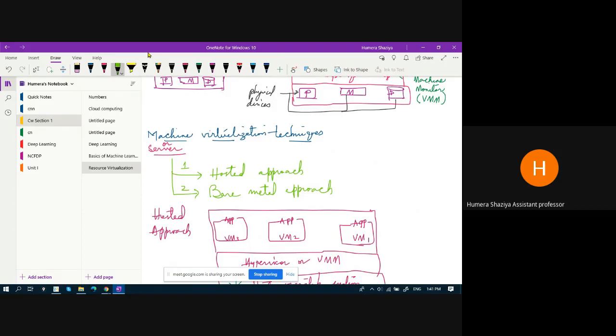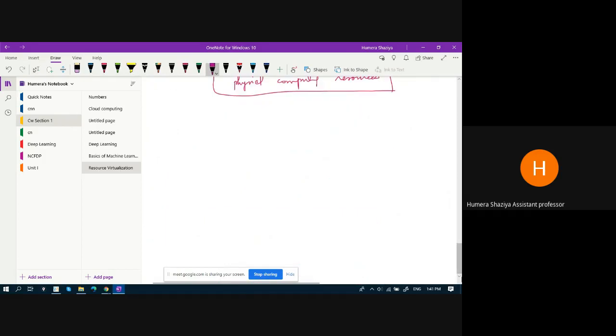and on top of that, you have virtual machines. Next one is the bare metal approach. This is the second one, the bare metal approach. In the bare metal approach, can you tell me what may be the architecture?